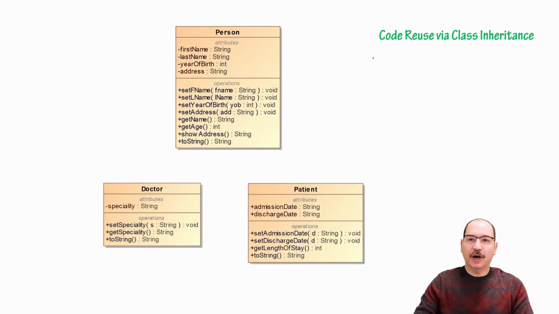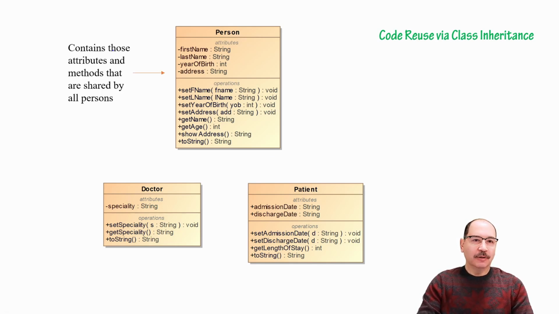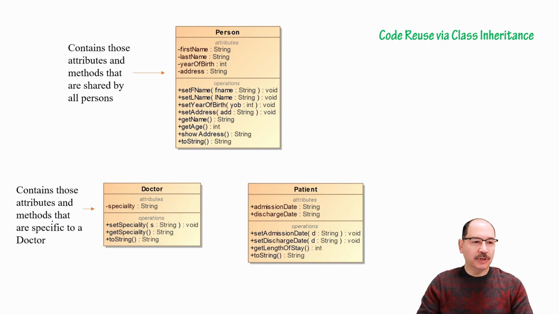I need to show you here how we can reuse the code of the class person through class inheritance. So I added here the class person, and I revised the class doctor and the class patient, and I removed all the duplication from both classes. Notice that the class person contains those attributes and methods that are shared by all persons, and the class doctor now contains those attributes and methods that are specific to a doctor, and the class patient contains those attributes and methods that are specific to a patient.